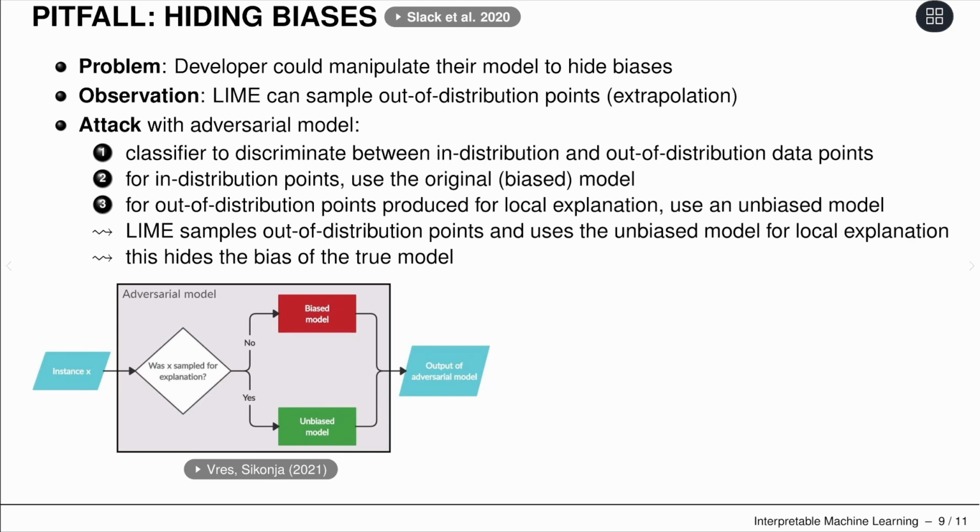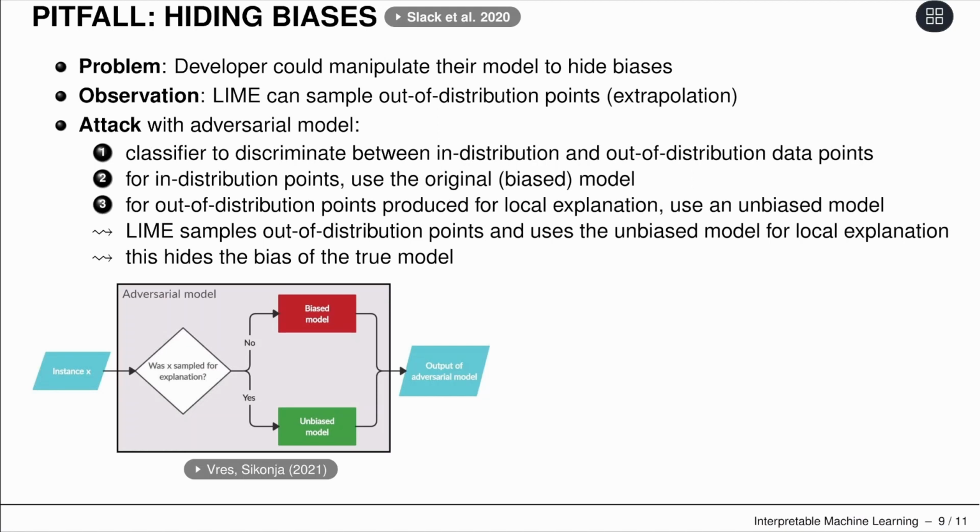And here's how you can do that. First of all, you need a classifier to determine whether a data point is in distribution or out of distribution. If it is an in-distribution data point, you use the original biased model. For out-of-distribution points, produced for our local explanation, you sample these points, and that's very easy as they go out of your original distribution. And for these kinds of points, you use an unbiased model.